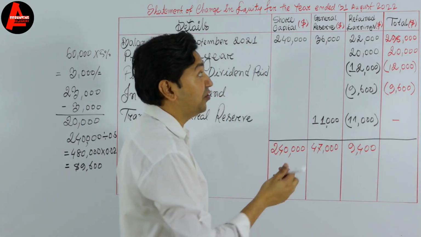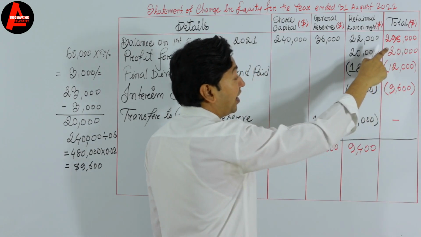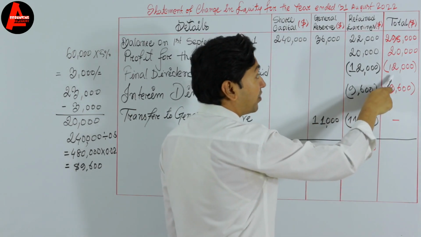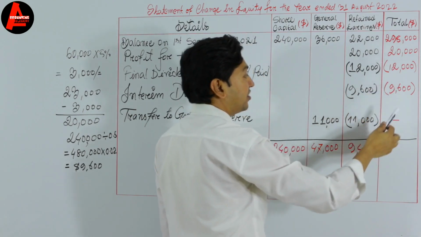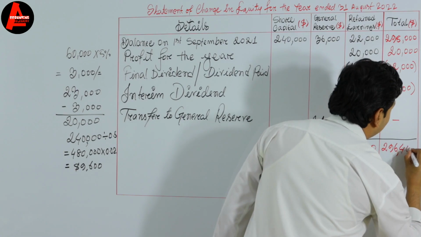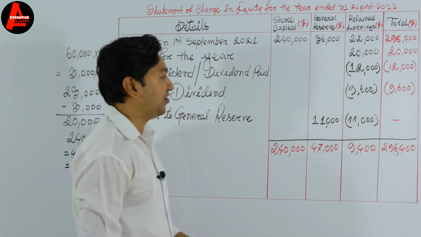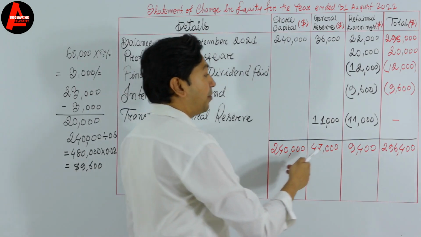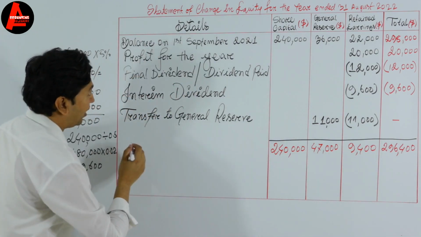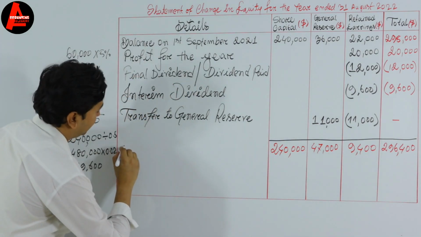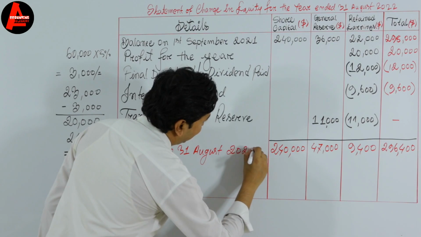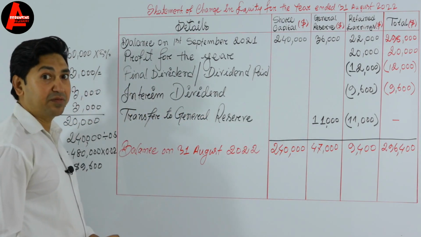Now we will sum up vertically, this total column. So how to do the calculation here? We have to add these two amounts, $298,000 plus $20,000. From this addition, we will subtract $12,000, then $9,600. So we get here $296,400. Okay, so we calculated. So these are the amounts for the year ended 31st August 2022. So we will write here balance on 31st August 2022.